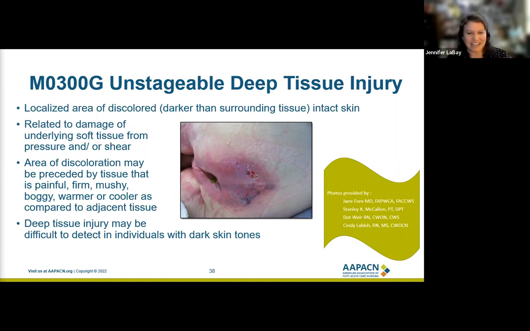There's probably a lot of different interventions that you're going to have in place depending on whether it's the stage 1 or stage 2 versus the deep tissue injury. So we're really looking at that area of discoloration that is preceded by firm, mushy, boggy, warmer or cooler area. And it sometimes is going to be difficult to detect in folks with darker skin tones.